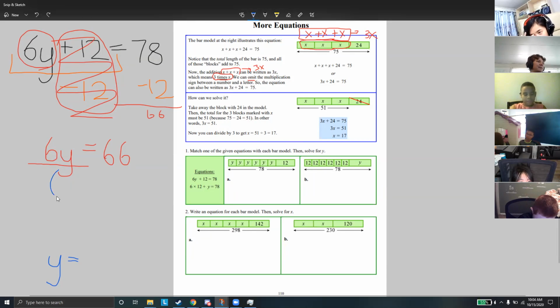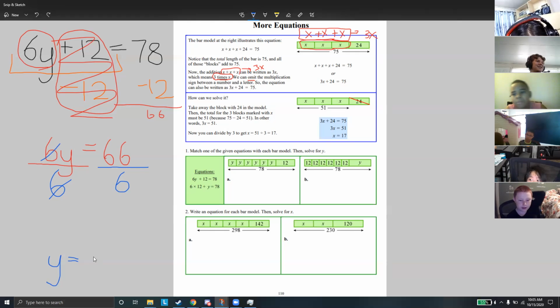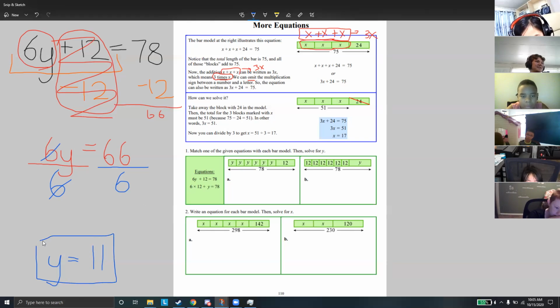So 6y divided by 6, and we do it to both sides, divided by 6. So 6 divided by 6 is equal to 1, and so our answer here becomes 1y. That's exactly what we want, 1y, or just y. It's the same thing. And then on the right side, we have 66 divided by 6. What's that answer? 11. Good. Perfect. That is exactly how we solve that problem. And this is the work that I want to see on your paper when you do it, okay? And I'm going to box my answer because that is the math symbol for this is my answer.